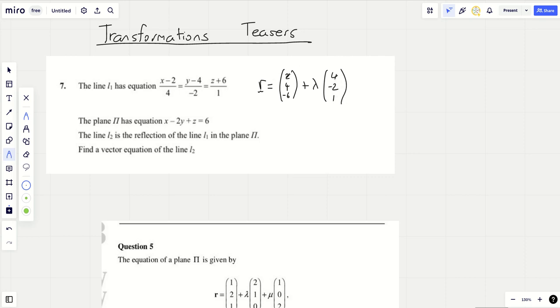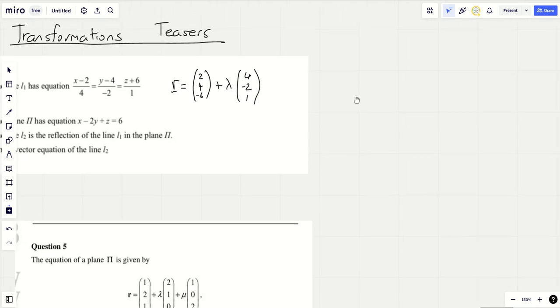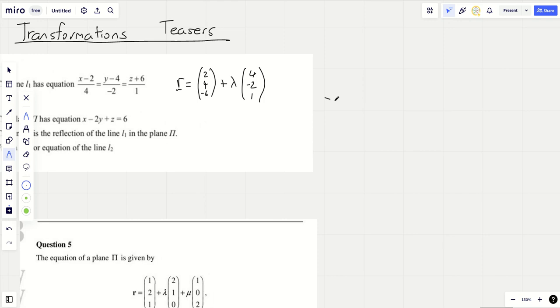Check it makes sense. Well, x would be 2 plus 4 lambda, so x minus 2 over 4 is lambda. Y would be 4 minus 2 lambda, so y minus 4 over minus 2 would be lambda, etc. It's looking good. And then we've got this plane here. Now, what's my general strategy going to be? Well, I'm going to draw this out for you, because I do think drawing a decent diagram is massively important for getting these questions right.